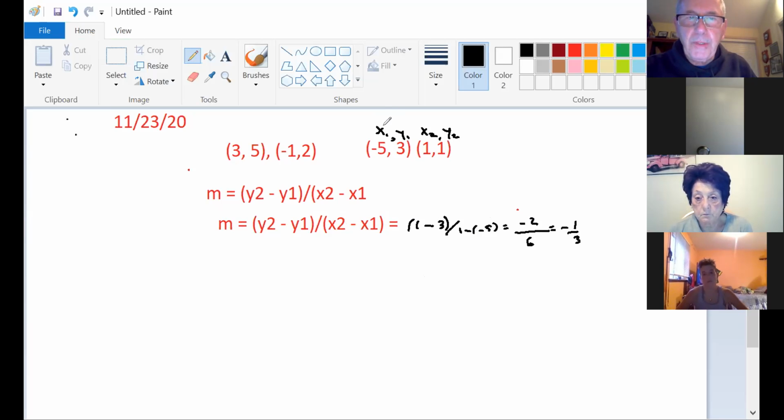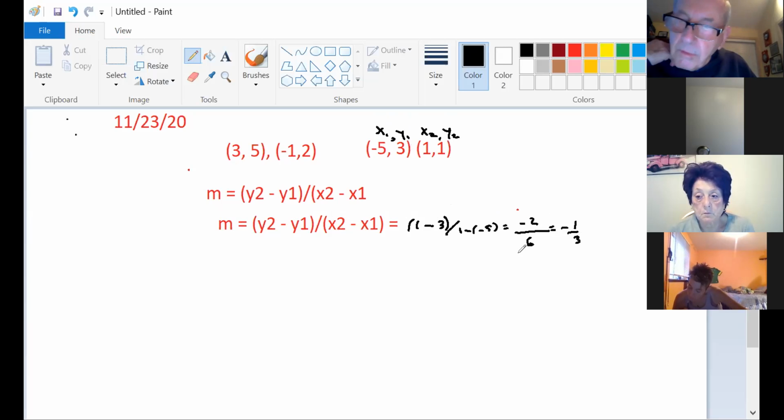Again, when you do this, make sure you identify these values because it's easy to make a mistake. That's why I put x1, y1, x2, y2 and just plug it into this formula. Boom, you end up with the result. Okay?